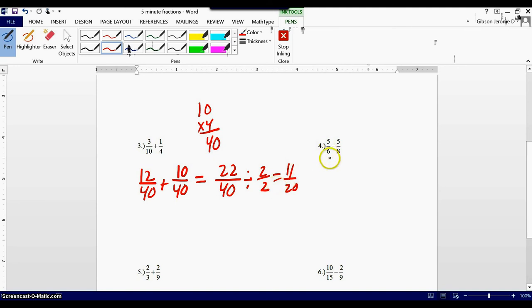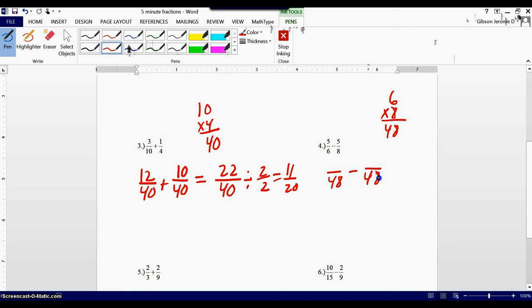Now, let's try this again with number 4. Just like with addition, with subtraction you have to have the same denominator. So what we would do is this here. We would take 6 times 8. We'll multiply our denominators. That would give us 48. So our common denominator would be 48.